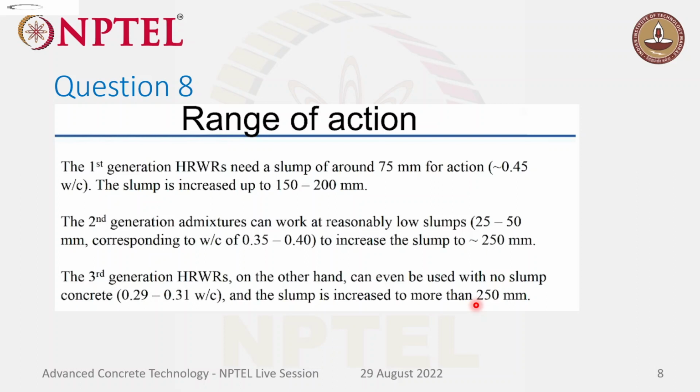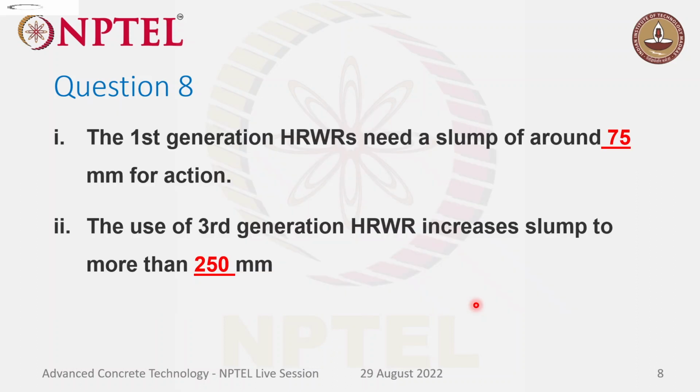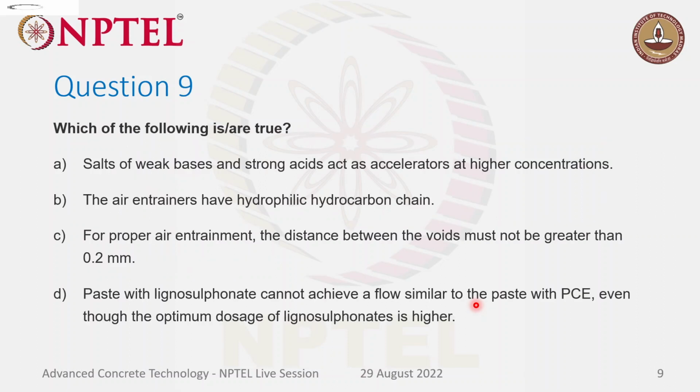Okay, now let's move to the next question. But the correct answer is that first generation high range water reducing admixtures require a minimum slump of 75 mm to act, and third generation high range water reducing admixtures can increase slump to more than 250 mm. Okay, coming to question 9. Question 9 also you have to give the answer in the chat box.